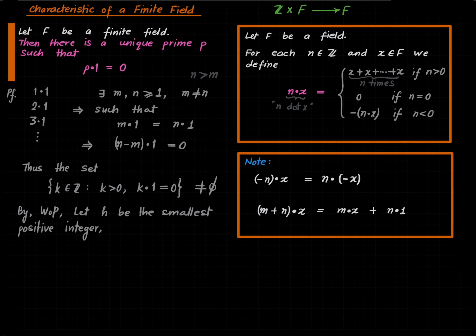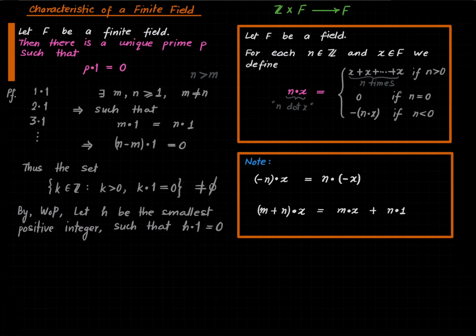such that h dot 1 is 0. So this part was a bit extraneous. I was just trying to be very, very formal. We have found a positive integer which scales 1 to 0. So there naturally is a smallest positive integer which scales 1 to 0. That is all that I'm saying. So there is a smallest positive integer which we have denoted by h, which scales 1 to 0.